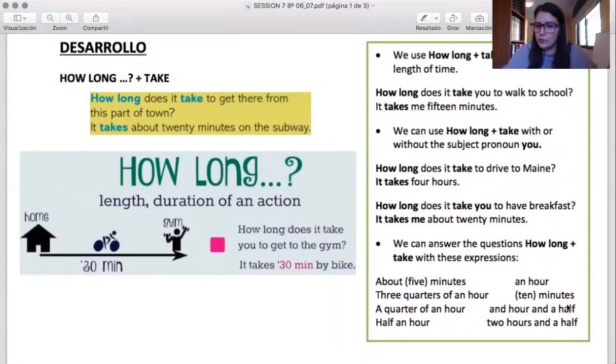10 minutes, 20 minutes, 60 minutes, etc. A quarter of an hour, 15 minutes. Then we have an hour and a half.